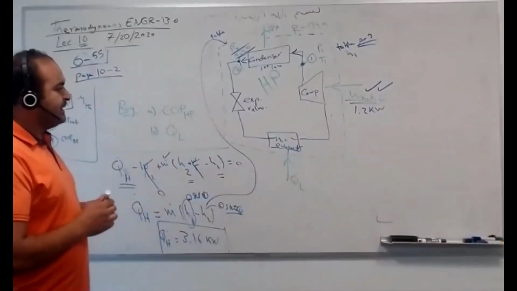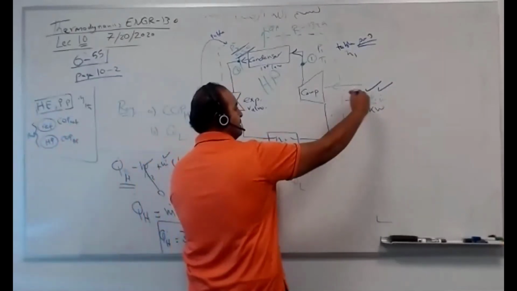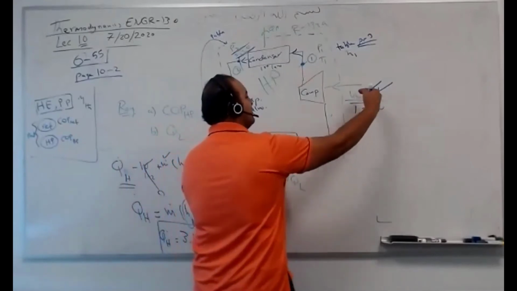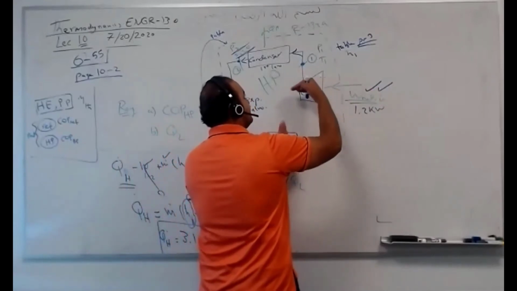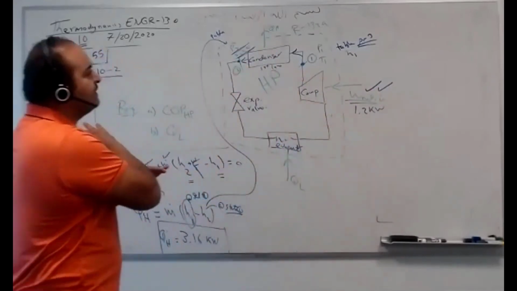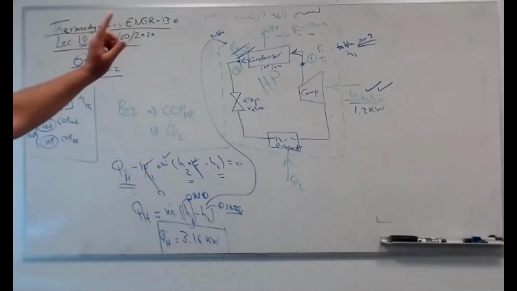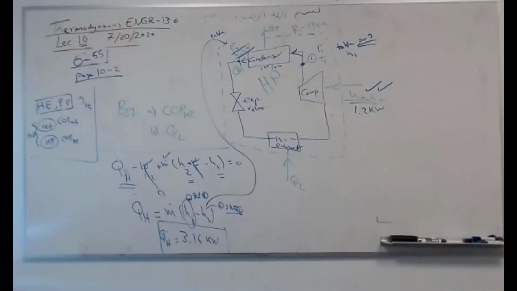So remember, guys, this plus this equal that. Q low plus W dot net is equal to Q high. Q high must be greater than everything else: heat pump, refrigerator, power plant, anything. Q high must be bigger than anything else. So this is a good check for you.